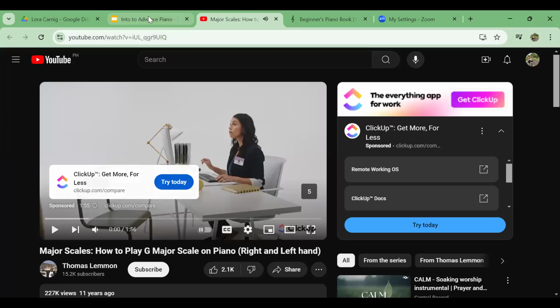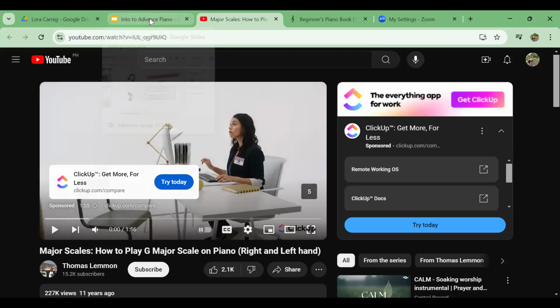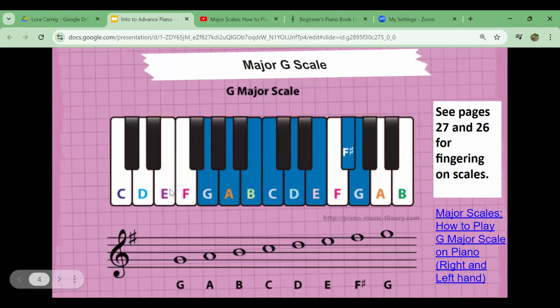Okay, I like this video because it gives you a good visual and it shows you the fingering as well. He only played one octave, but you can play two or more octaves. You could play the entire piano if you're up for that challenge. And also, I want you to look at pages 27 and 26 for fingering on the scale. So if you're confused about the fingering, you can check out pages 27 and 26.